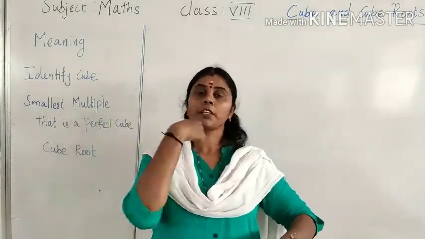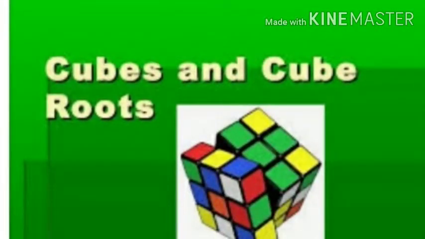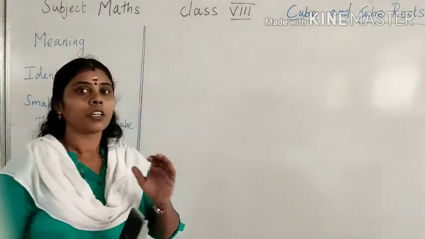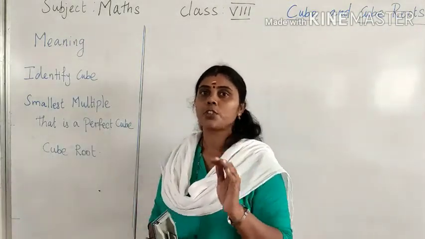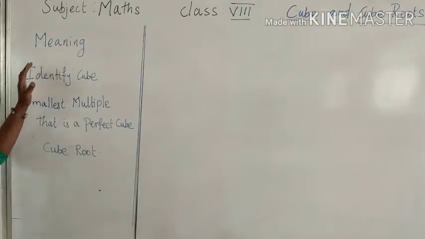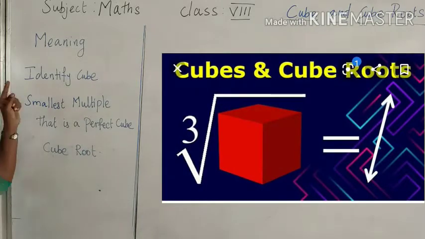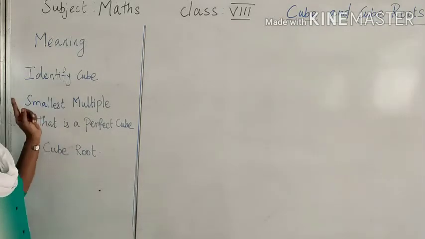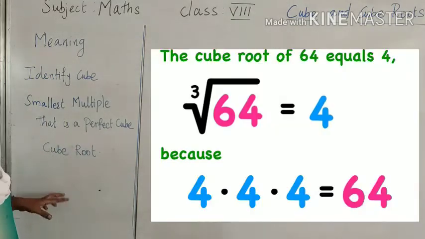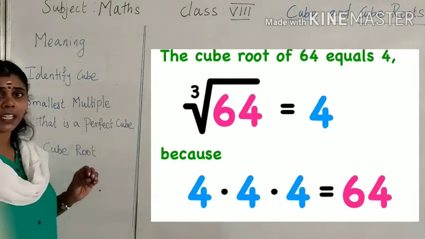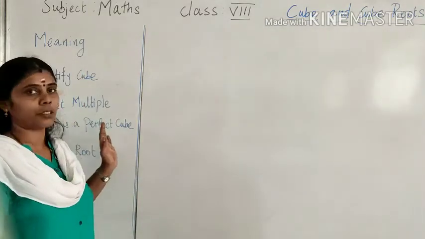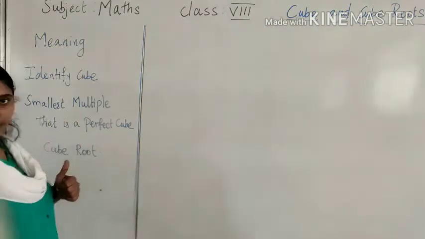Today I am going to explain the topic cubes and cube roots of class 8 Maths. Okay, let me enter into the topic. First we should know which topics I am going to cover in this video. First I am going to say about the meaning of the cube and then how to identify the cube, and which is the smallest multiple that makes the given number a perfect cube, and then cube root. It's a very simple and easy topic because if you know squares and square roots, then this is very simple. Okay, let me enter into the topic.